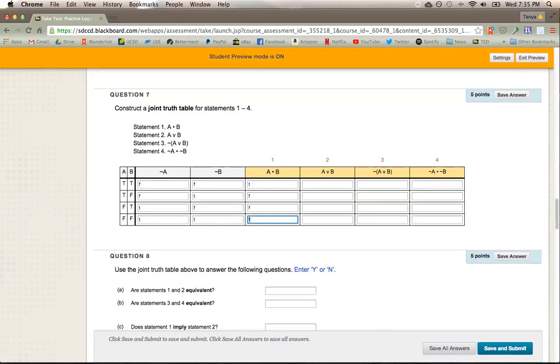A or B. A disjunction is only false when both are false. So let's look for the row where they are both false. Oh, it's the last row. That's the only one. So that will be F. Everything else will be T's.